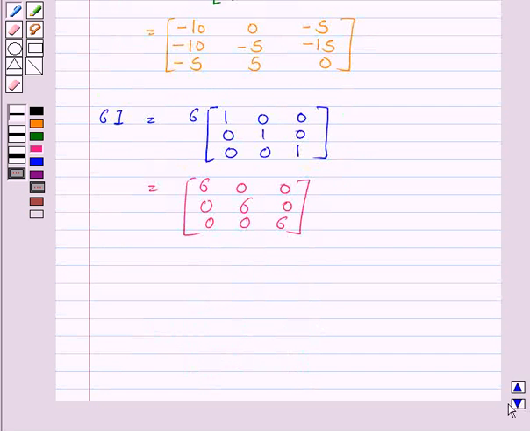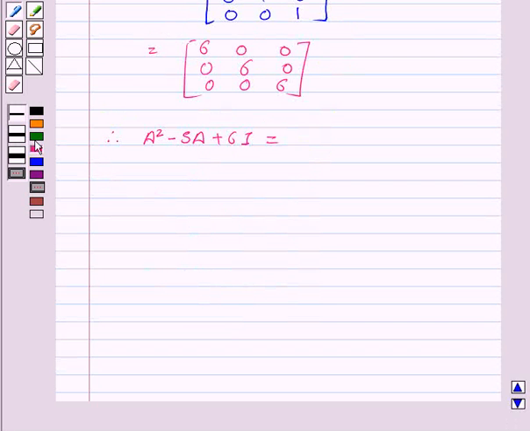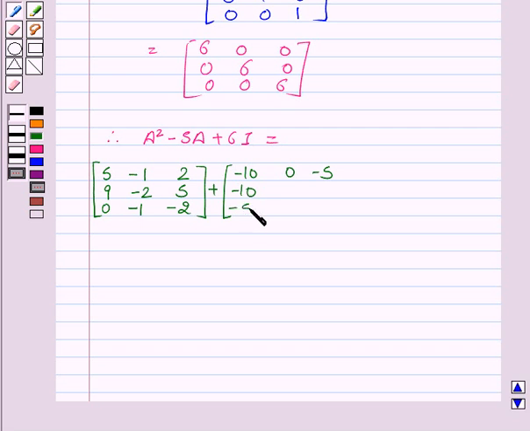Now, we'll substitute the values of A squared, minus 5A and 6I. This will give us, therefore, A squared minus 5A plus 6I equal to [5, -1, 2; 9, -2, 5; 0, -1, -2], then minus 5A, which is [-10, 0, -5; -10, -5, -15; -5, 5, 0], plus 6I, which is [6, 0, 0; 0, 6, 0; 0, 0, 6].